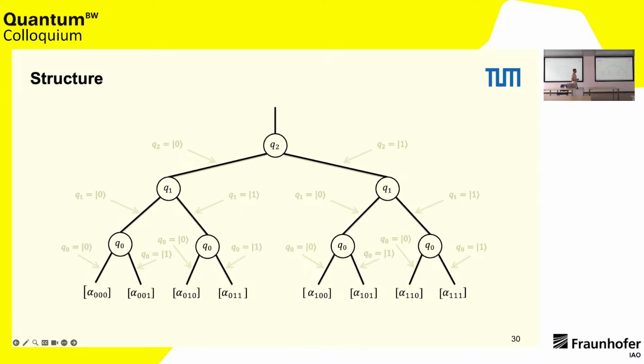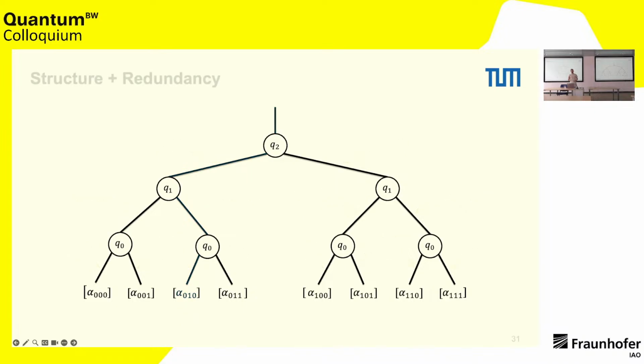But what you can now do is, first of all, you can extract information out of that. So if I want to arrive at that amplitude down here, I start at the top, I go down, go right, go left. So I want to arrive at 0, 1, 0, so I go left for 0, right for 1, left for 0, and I'm down at that number. So far so good.